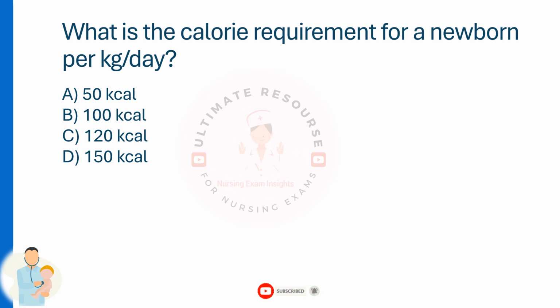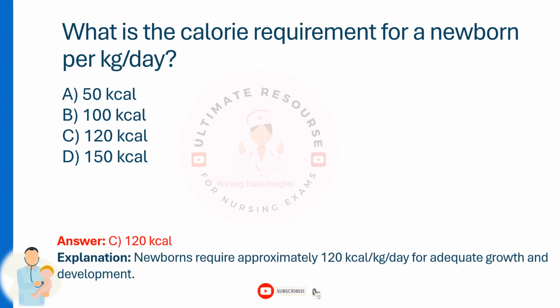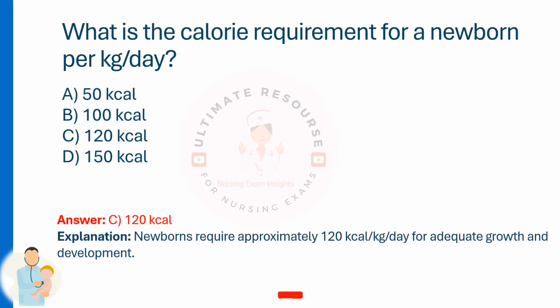What is the calorie requirement for a newborn per kg per day? Options are A. 50 kilocalories, B. 100 kilocalories, C. 120 kilocalories, D. 150 kilocalories. The answer is C. 120 kilocalories. Newborns require approximately 120 kilocalories per kg per day for adequate growth and development. Preterm newborns, whereas, need 100 to 150 kilocalories per kg per day.